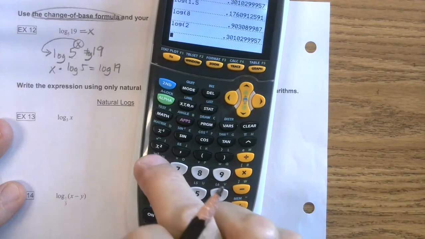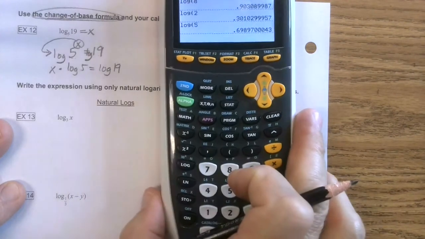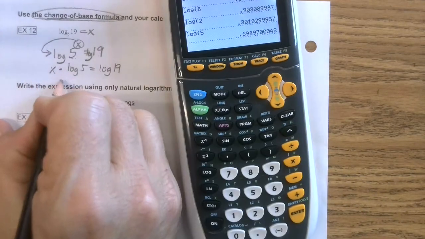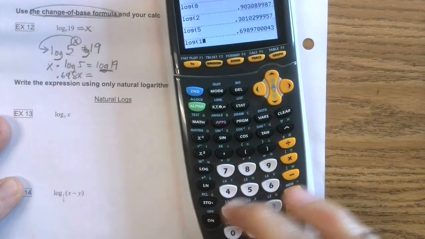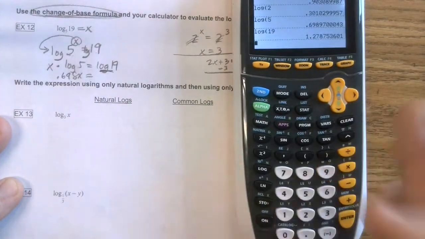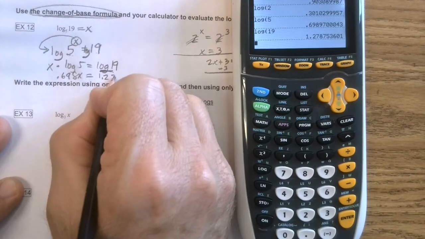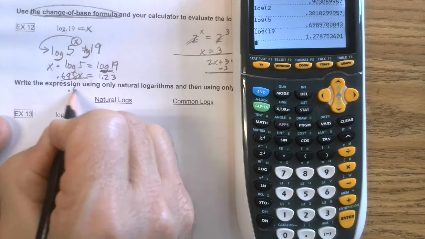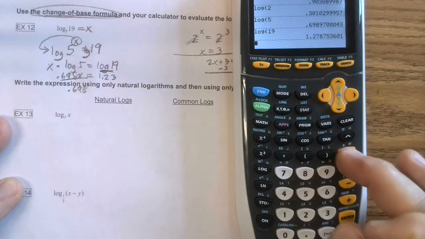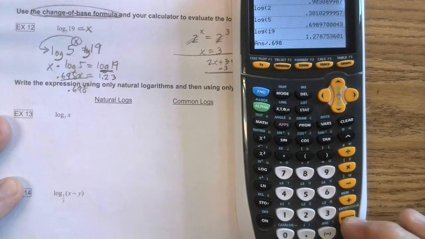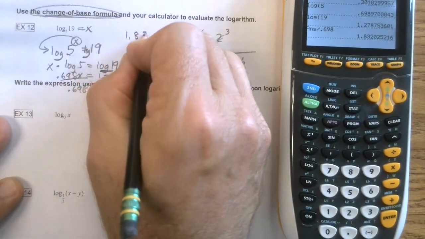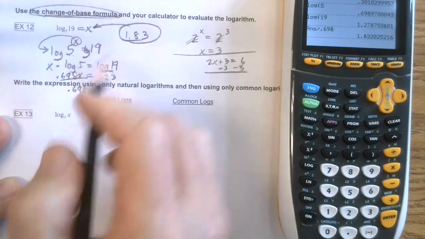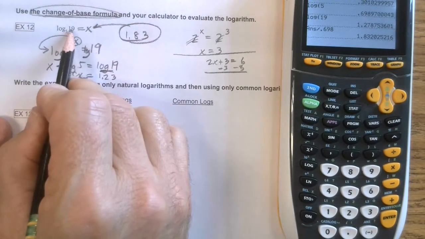Now guess what? Now we're going to use our calculator. We're going to go log of 5, enter, 0.698. So 0.698x equals, now I'm going to find the log of 19. Hit enter, that's 1 point, I'll just round it, 1.23. Now I got to divide by 0.698, both of them. So divided by 0.698, enter. So I get 1.83. And that is what x equals. So 5 to the 1.83 equals 19.